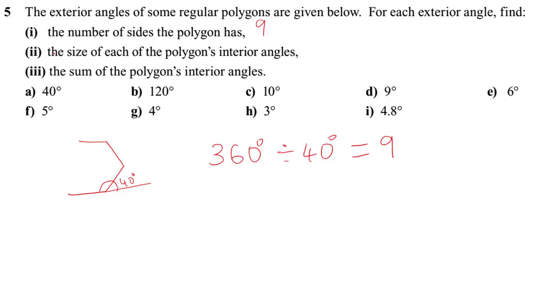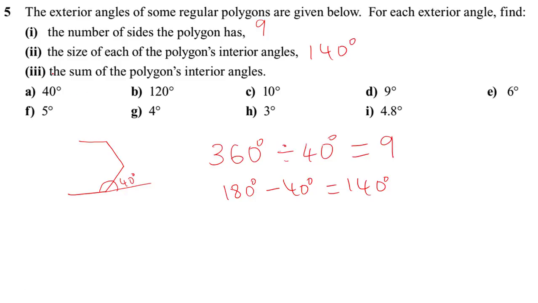Part 2 says the size of each of the polygon's interior angles. Now, if I have the exterior angle, I can find the interior by just taking it away from 180 because it makes a straight line. So that's going to be 180. All I need to do is to take away 40 from it, and the answer is 140. So that's going to be 140.